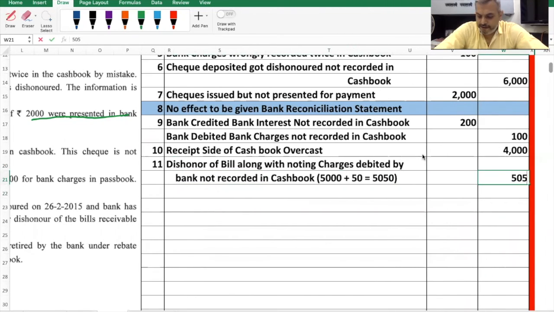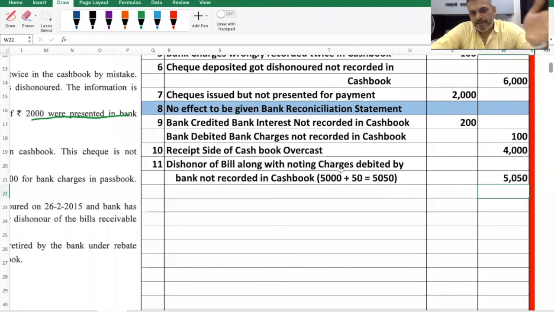So credit side 5050. If you are confused regarding bills, then don't worry. Over here, you can remember the same concept of cheques dishonoured. जो deposit किया, dishonour किया तो credit हो गया. वैसे dishonour of bill receivable भी उसे हम record करेंगे on the credit side.